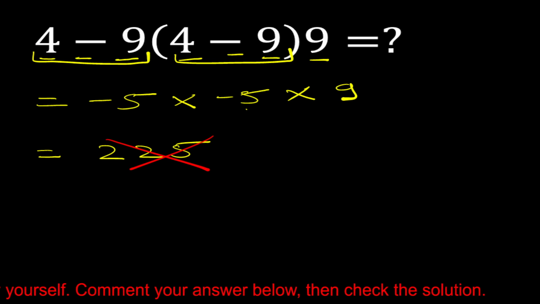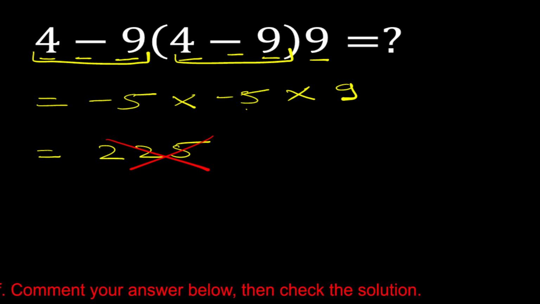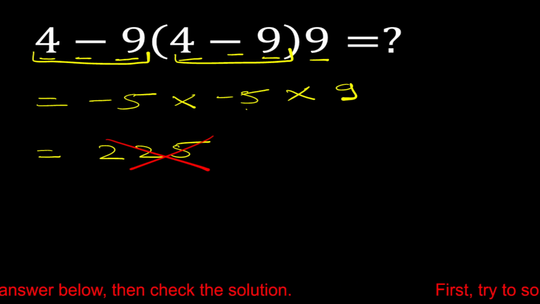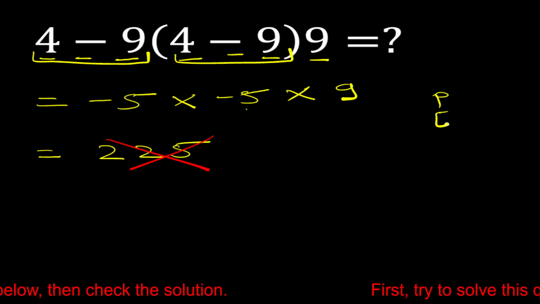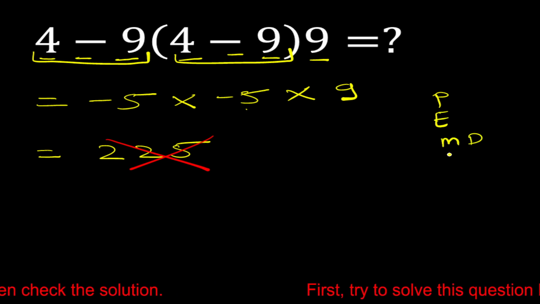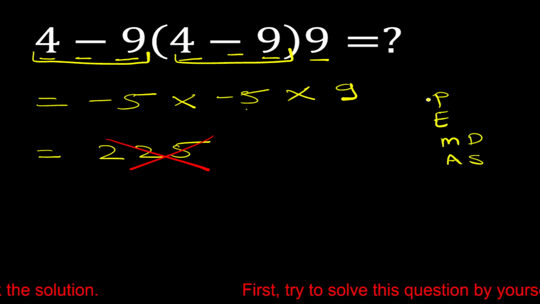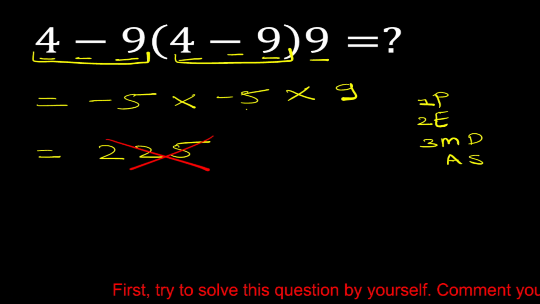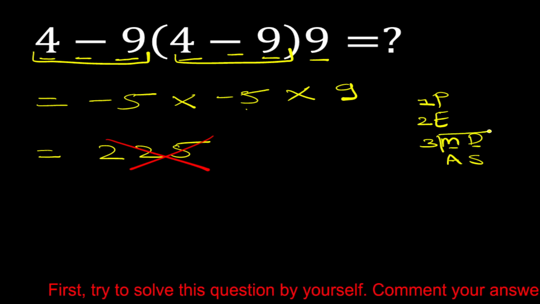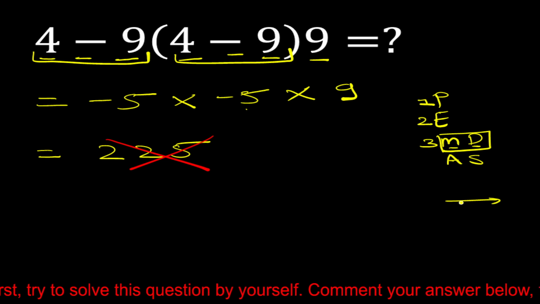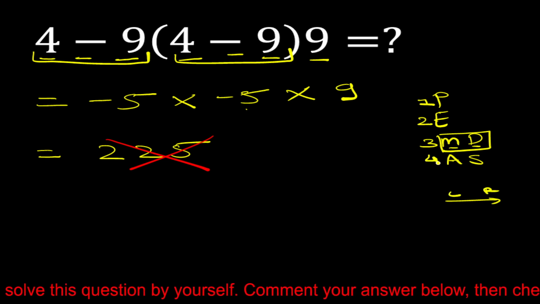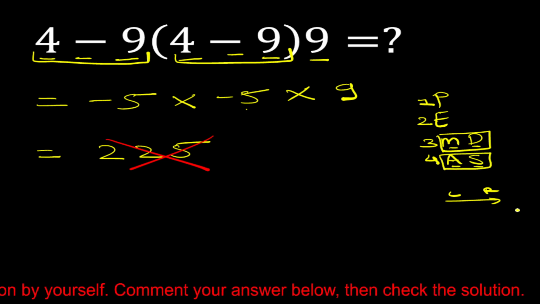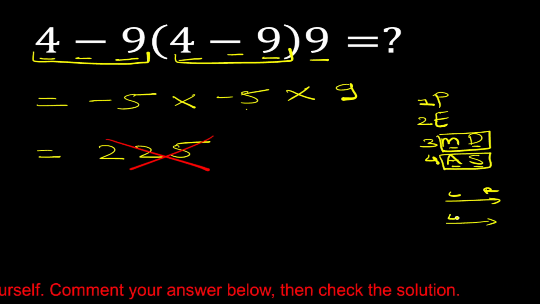Okay, so now let's solve this problem correctly by using the PEMDAS rule. Okay, PEMDAS, P E M D A S. According to PEMDAS, first priority is parenthesis, second priority is exponents, third priority is multiplication and division. Here multiplication and division both have equal priority, so we have to solve it from left to right. Then fourth and last priority is addition and subtraction. Also addition and subtraction both have equal priority, so we have to solve it from left to right.